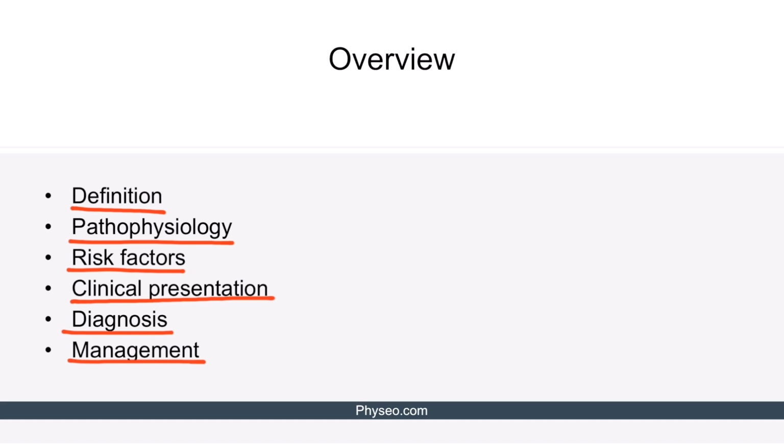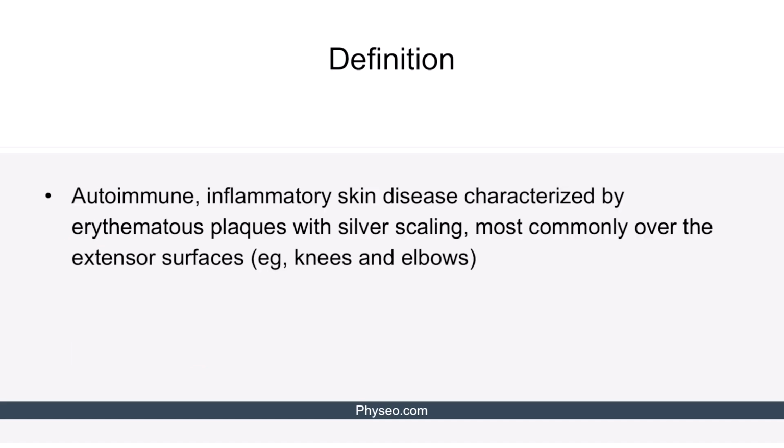So let's start with the definition of psoriasis. Psoriasis is an autoimmune inflammatory skin disease. The typical rash exhibits erythematous plaques with silver scaling. The most commonly affected regions are the extensor surfaces, such as the knees and elbows. Let's take a look at a picture of this.